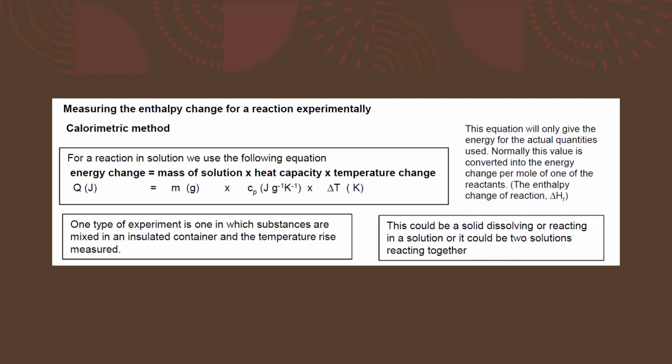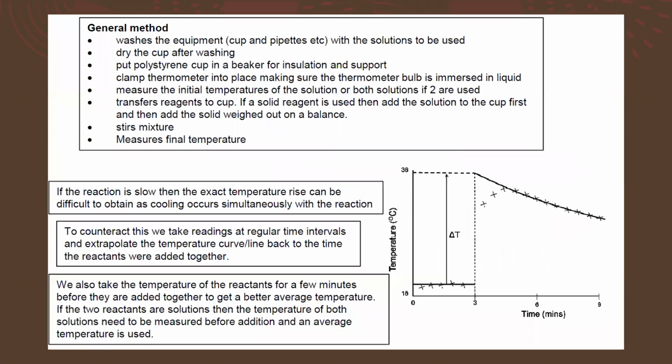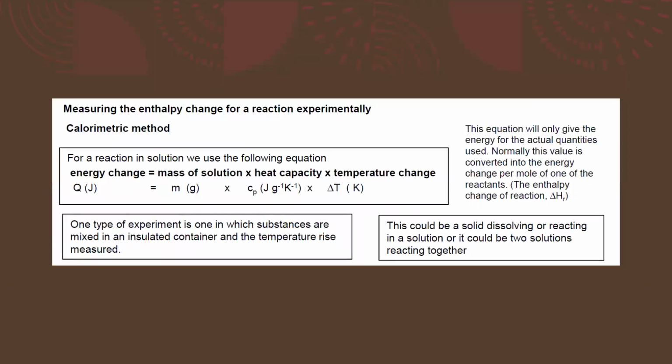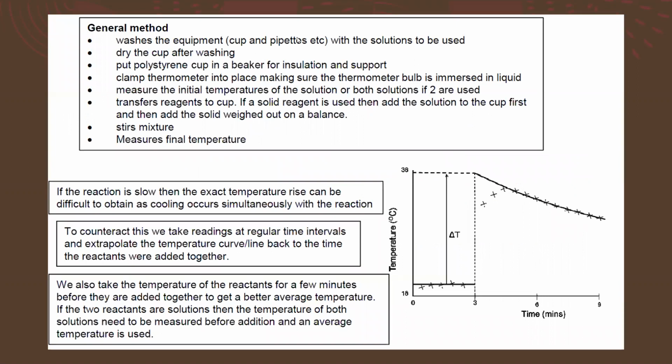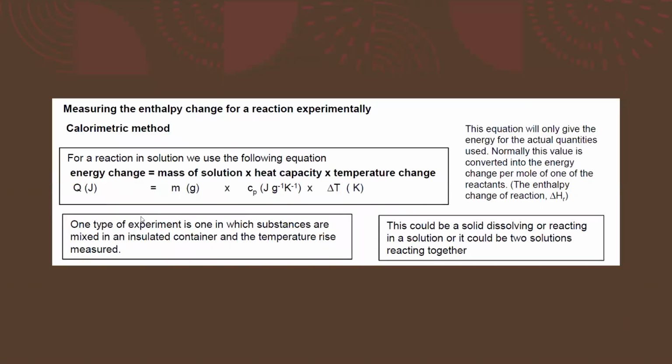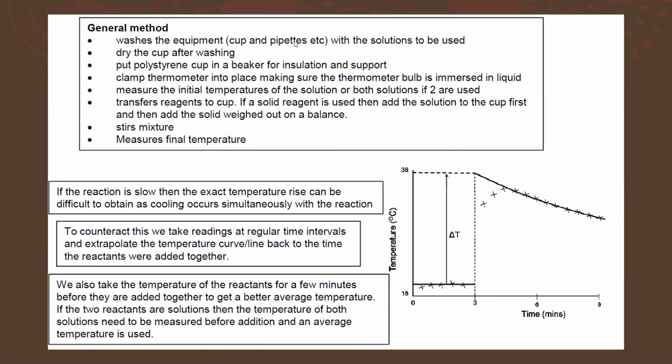So for example, if you want to work out a chemical reaction and we want to calculate the enthalpy change for this chemical reaction, we use this formula, E is equal to Cm delta T. C is the specific heat of the water, which is fixed at 4.2. M is the mass of water, because we consider the density of the water to be 1 gram per centimeter cube.